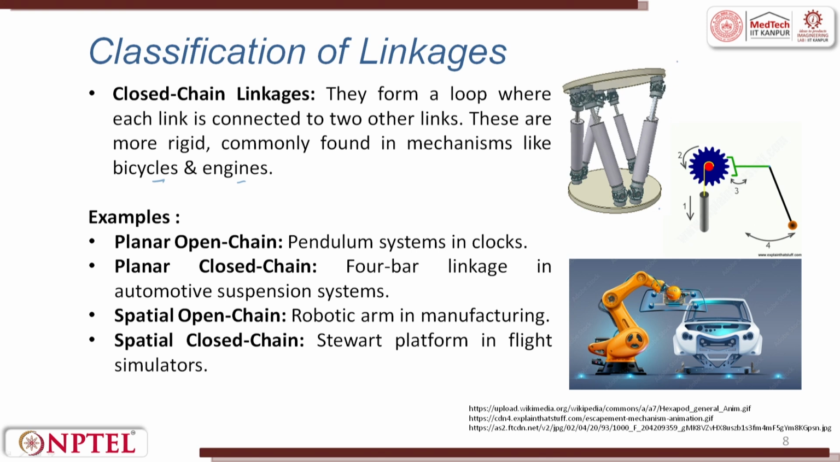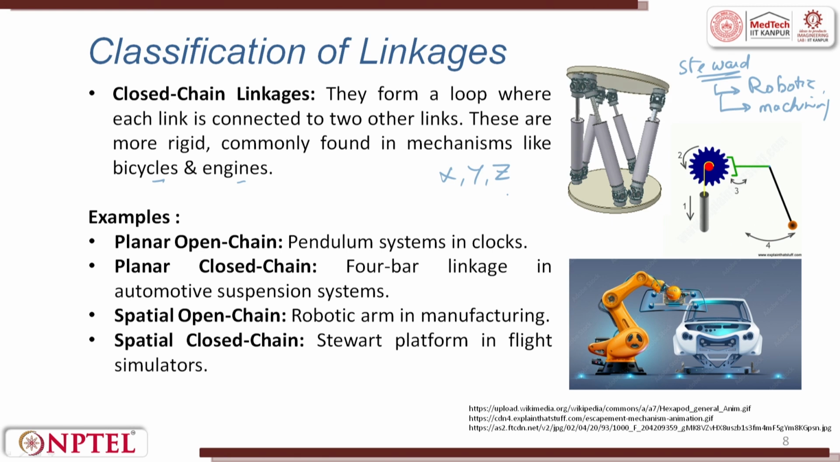These are more rigid, commonly used in mechanisms like bicycle and engine. If you look at it, this is a Stewart platform which is extensively used in robotic arm and machining. There are other applications, but in machining also it is used. What is the best part of it? Here you have a polar coordinate system to control, or in Cartesian coordinate also you see the x, y, z motion of the arms. Here it is controlled hydraulically or pneumatically. So, they are all independent and they can all be precisely controlled.